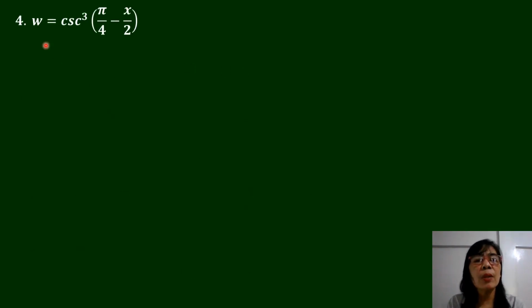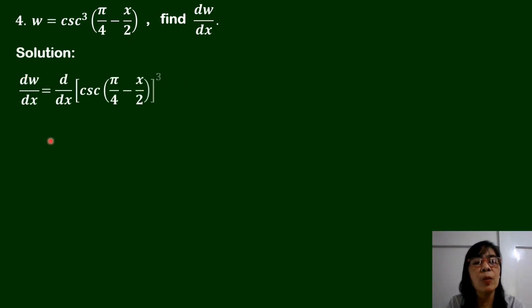For the given function, w is equal to cosecant cubed of pi over 4 minus x over 2, we are required to find the derivative of w with respect to x. In this given trigonometric function, it is important to note that the exponent 3 actually has its base cosecant and its angle pi over 4 minus x over 2. And so in differentiating the function with respect to x, we write this function as the quantity cosecant of pi over 4 minus x over 2 raised to 3. So the base of the exponent 3 is the whole function cosecant angle.